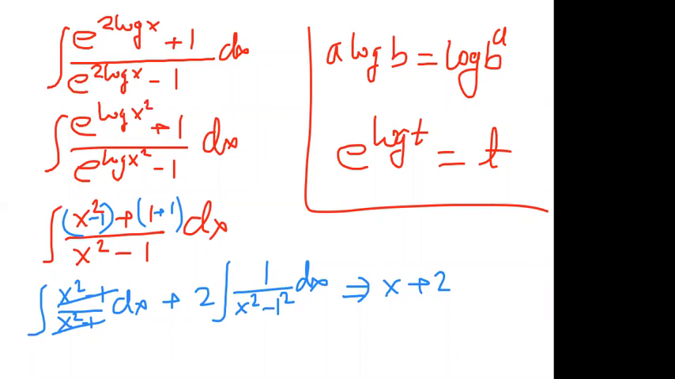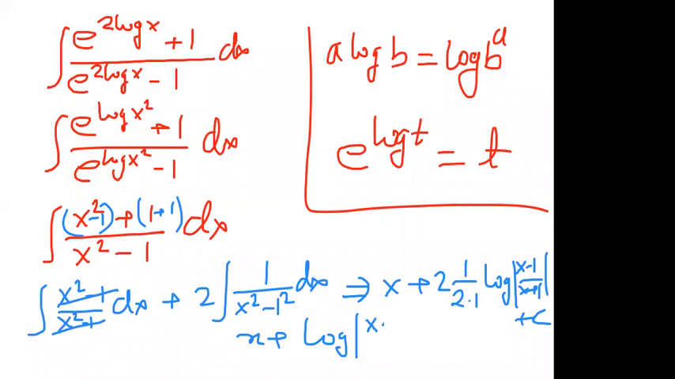1 upon x square minus a square will be 1 upon 2a log mod x minus a upon x plus a, x minus 1 upon x plus 1 plus c. So the final answer will be x plus 2, the 2 will get cancelled, log mod x minus 1 upon x plus 1 plus c is the answer.